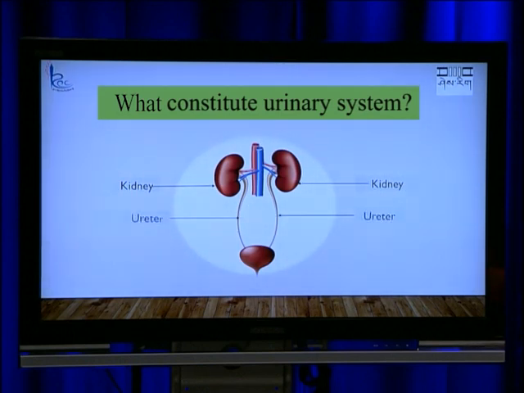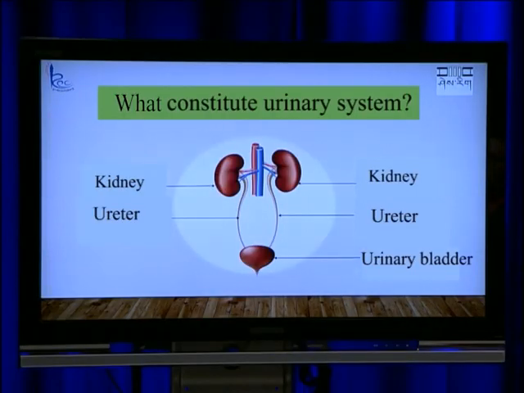Then we have a pair of tubes called ureters, which connect the kidneys to the urinary bladder. Their function is to carry urine formed in the kidney to the urinary bladder. So the next part is the urinary bladder, which collects and stores the urine. The urinary bladder opens outside through a tube called urethra, which is used to discharge or release the urine out of our body once the urinary bladder gets filled. So these are parts of our urinary system.